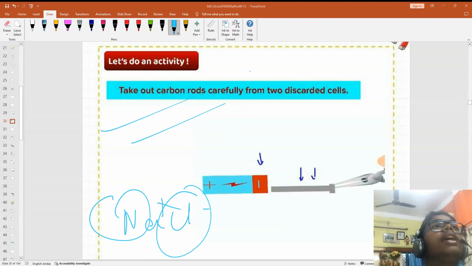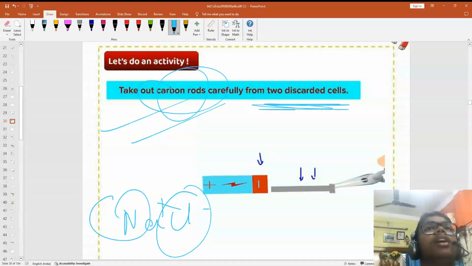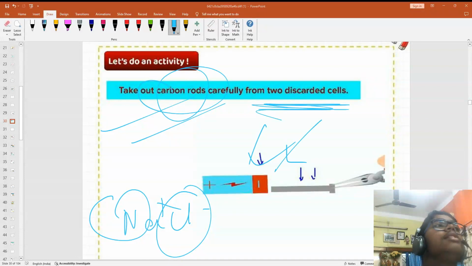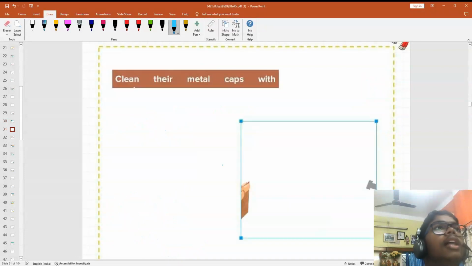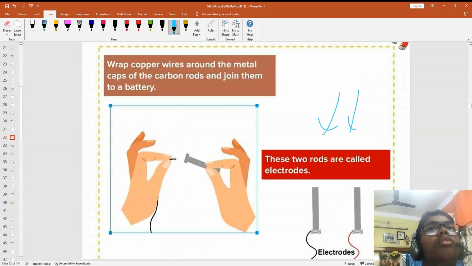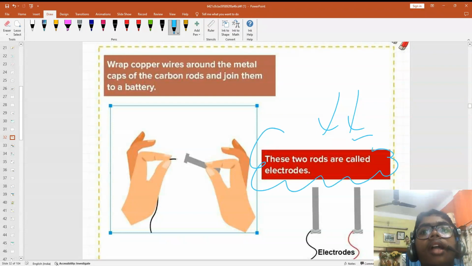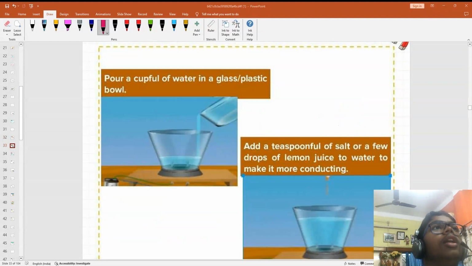Now we have taken two carbon rods from the two discharged cells. Inside the cell there is also a carbon rod. We took out those carbon rods, cleaned their metal caps, and brought both rods outside. These two rods are basically called the electrodes.